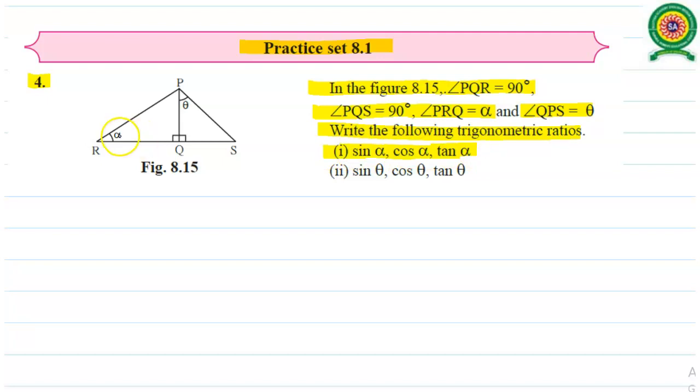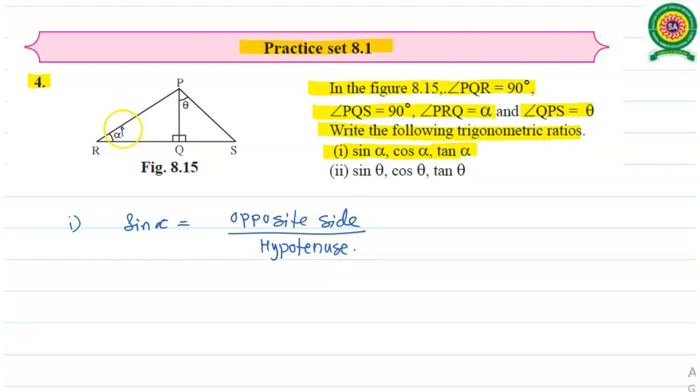Now look at the angle alpha. We are evaluating first the value of sin alpha. The basic formulation for the sine ratio is the opposite side to the hypotenuse. Now look at triangle PQR. In that triangle, angle R is alpha and angle PQR is 90 degree. With respect to alpha, PQ is the opposite side, and opposite the 90 degree angle is PR, so PR is the hypotenuse. Hence sin of alpha is PQ divided by PR.